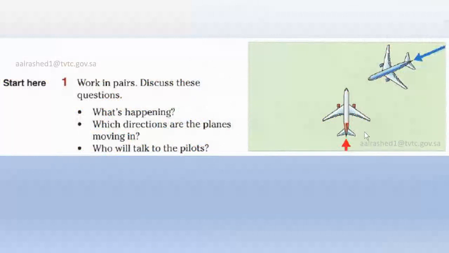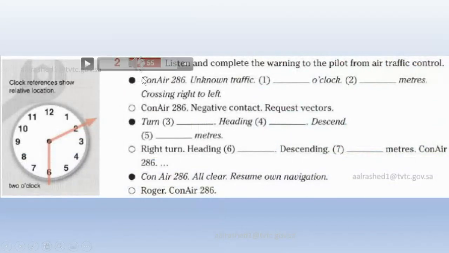Okay, we just talked about airplanes, explained their directions and who is responsible for talking to the pilots and providing them with the correct directions. We went through an example of a conversation between a pilot and a person who works in air traffic control. And we saw that the pilot needs to follow the commands and information precisely. Okay.